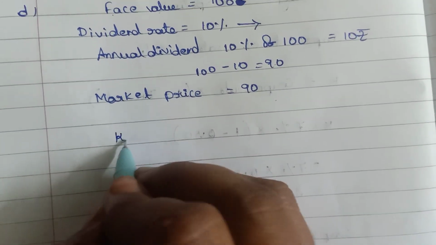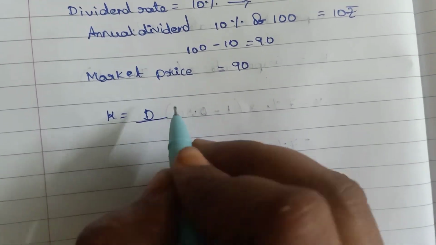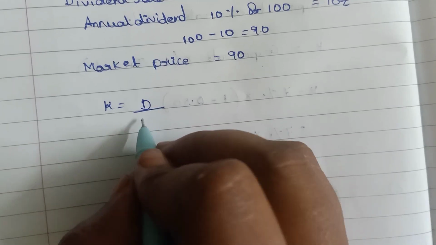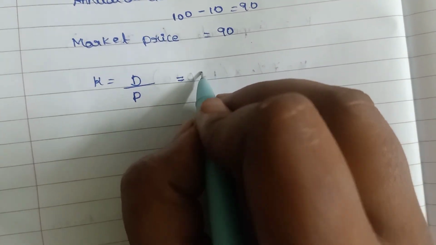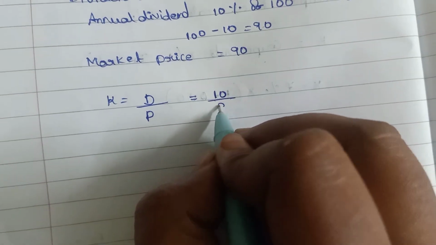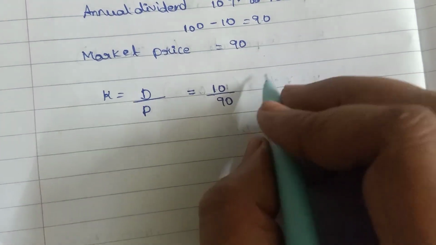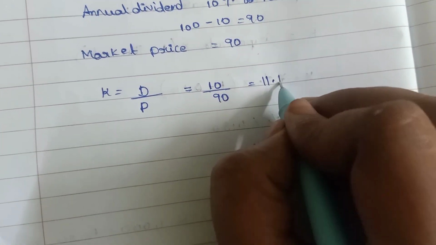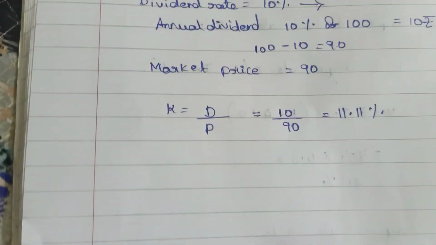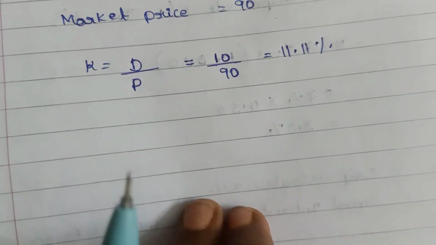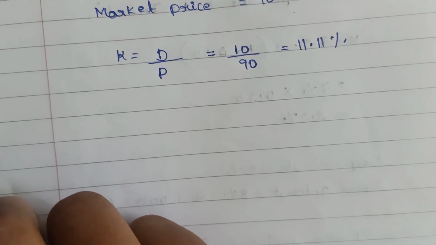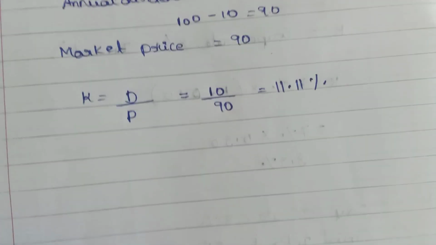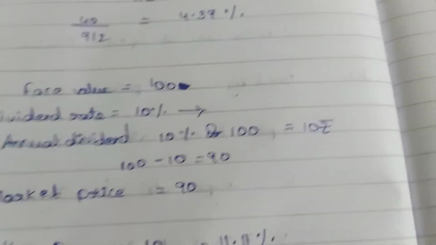So what is the formula we use? Kp is equal to dividend per share divided by the price of the preference share. So 10 divided by 90 is equal to 11.11%. The company redeems it in 5 years, that is 11.11%.